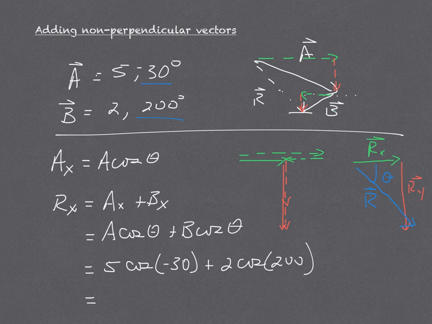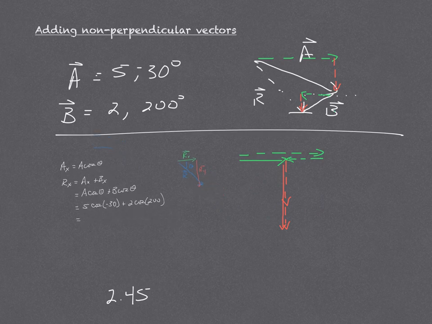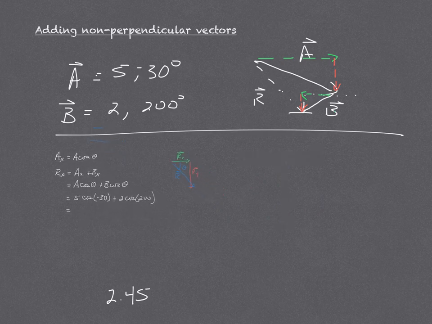Now all you have to do is really just plug that right into your calculator. You don't have to do anything special. Just make sure you close the parentheses at the end of the angle input. And if we do that, we get 2.45. Now we do something very similar to the x, to the y, to find that value. So that's our x value.